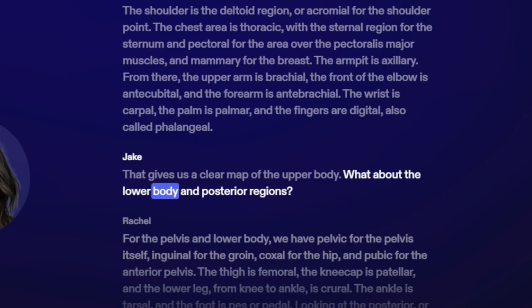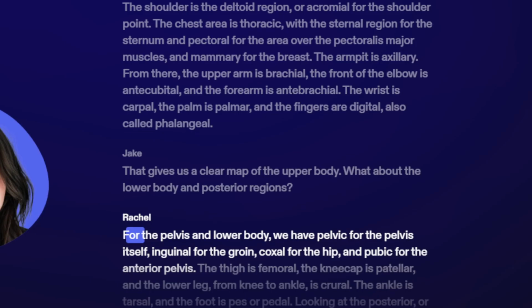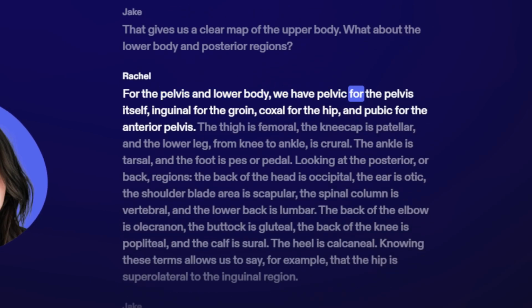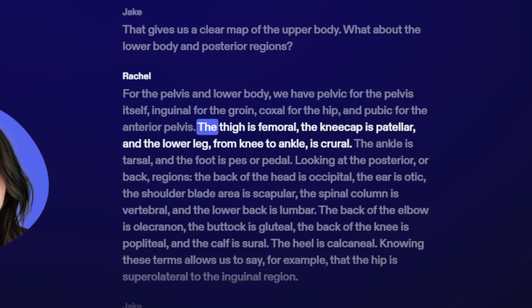What about the lower body and posterior regions? For the pelvis and lower body, we have pelvic for the pelvis itself, inguinal for the groin, coxal for the hip, and pubic for the anterior pelvis. The thigh is femoral, the kneecap is patellar, and the lower leg from knee to ankle is crural. The ankle is tarsal, and the foot is pes or pedal.